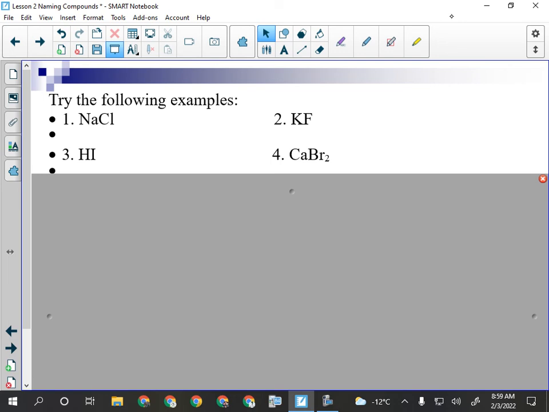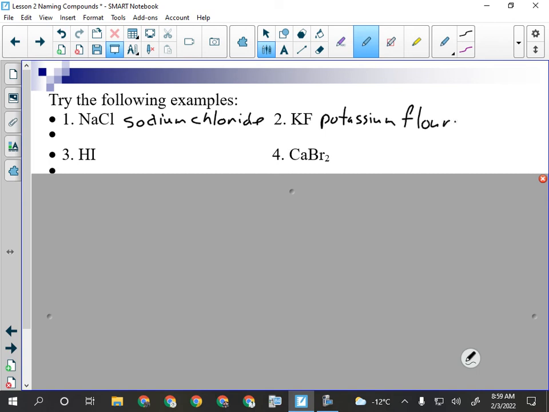All right, so when we looked at these ones yesterday, we named them quickly at the end of class. This was sodium chloride, sodium being the metal, chlorine being the nonmetal, so I changed it to "ide." KF was potassium fluoride. So potassium and fluorine, and I changed the nonmetal fluorine's ending to "ide."